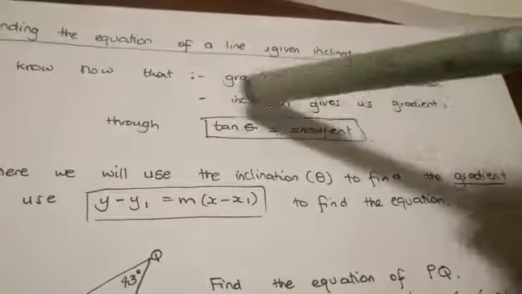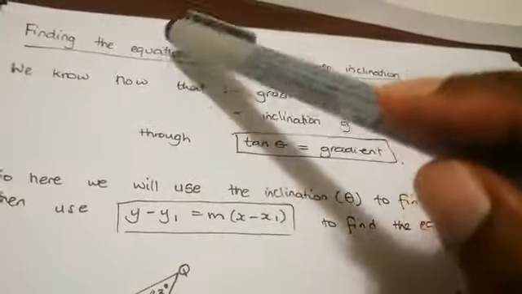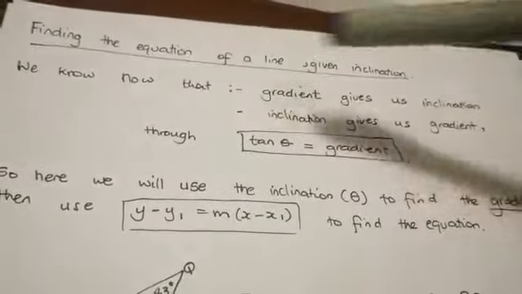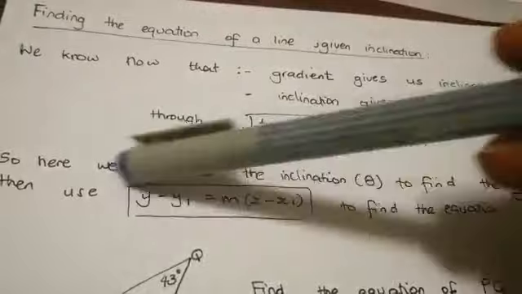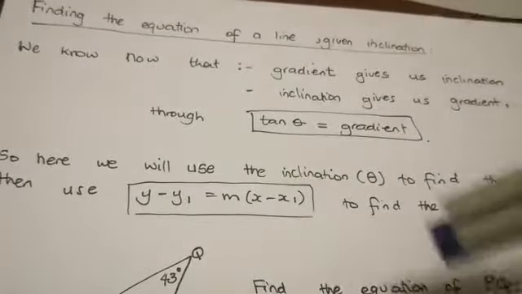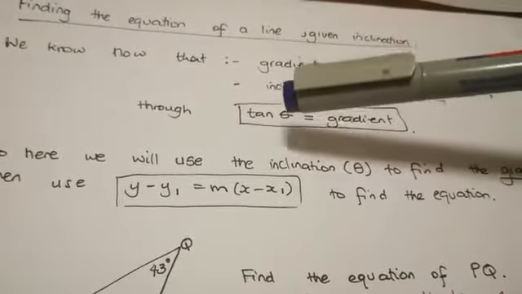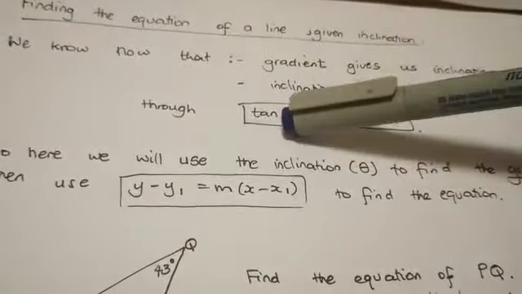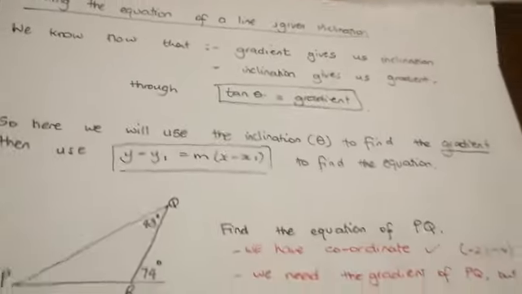So today we are going to make use of this because we are looking for the equation, and you know that to find the equation we need to have the gradient. And then we are going to use this to find the equation of the line. The relationship between the gradient and the inclination is this one that we established earlier.